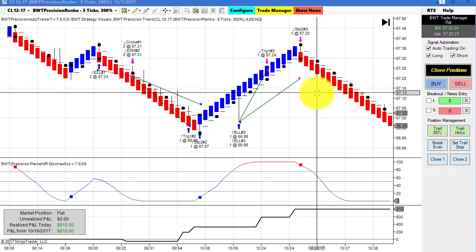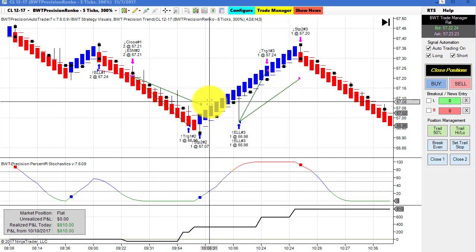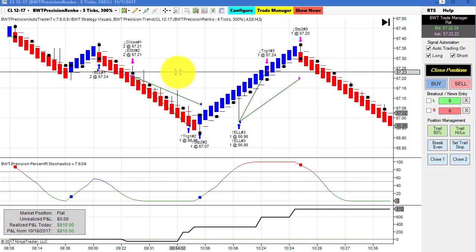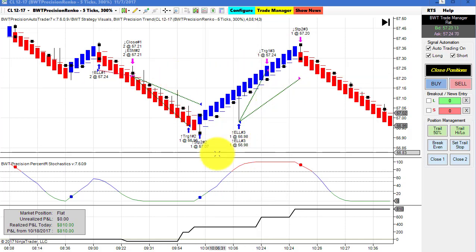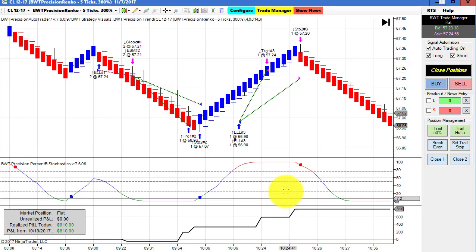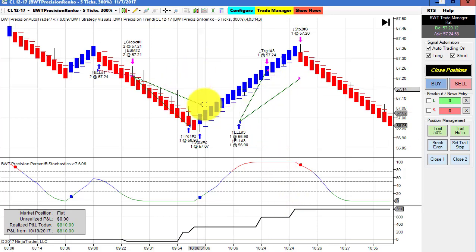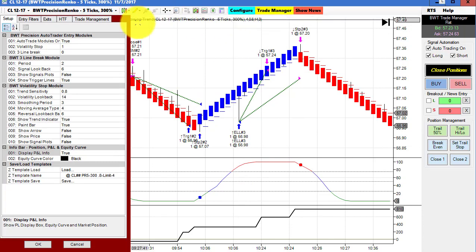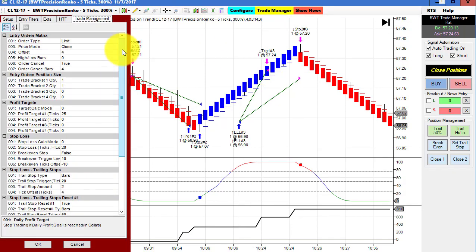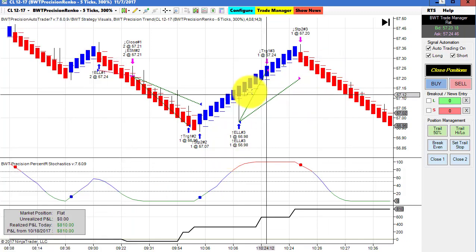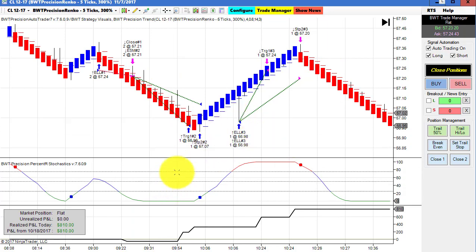Okay, we haven't seen this chart in quite a while, but the crude oil on the Precision Renko 5-tick with 300% reversal did 810 today. And I think what had happened before is I had the limit pullback set too high. So I changed it to only pulling back 4 ticks. And that seemed to help. It's getting filled more and did pretty good today, 810 on 2 contracts.